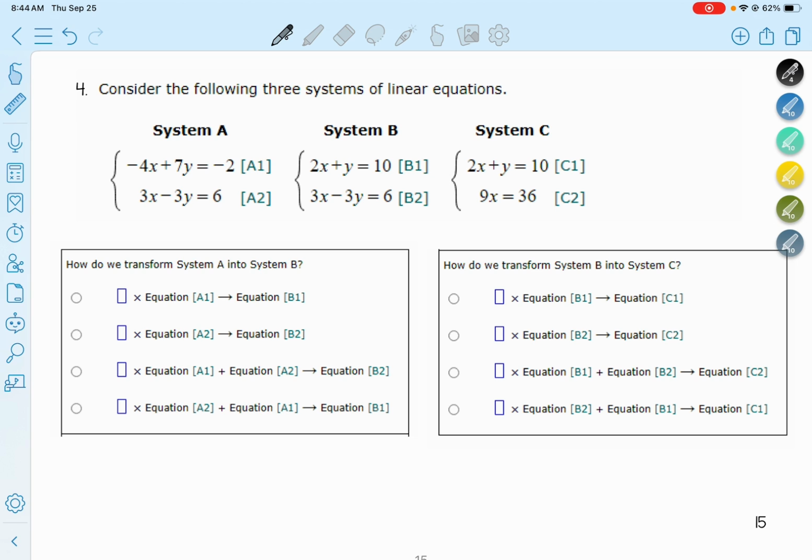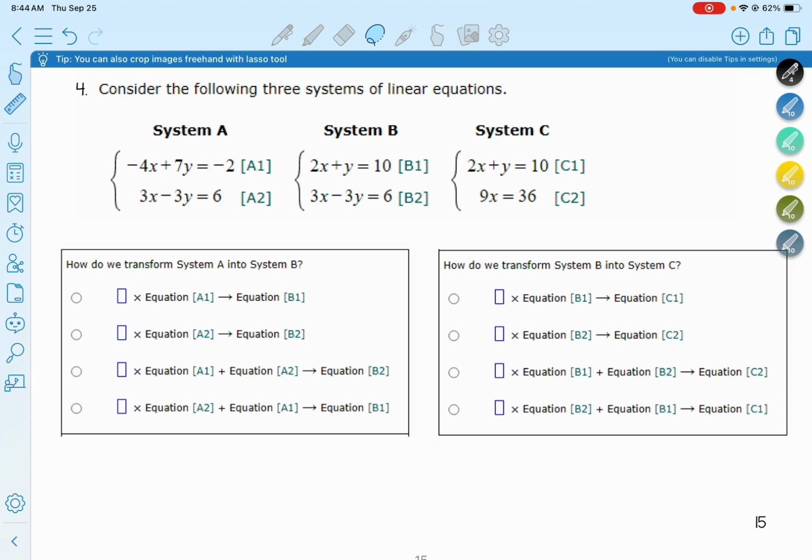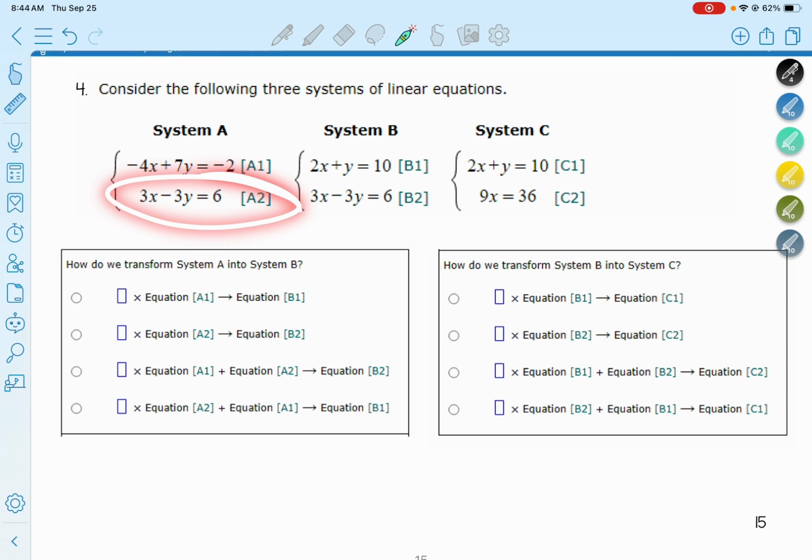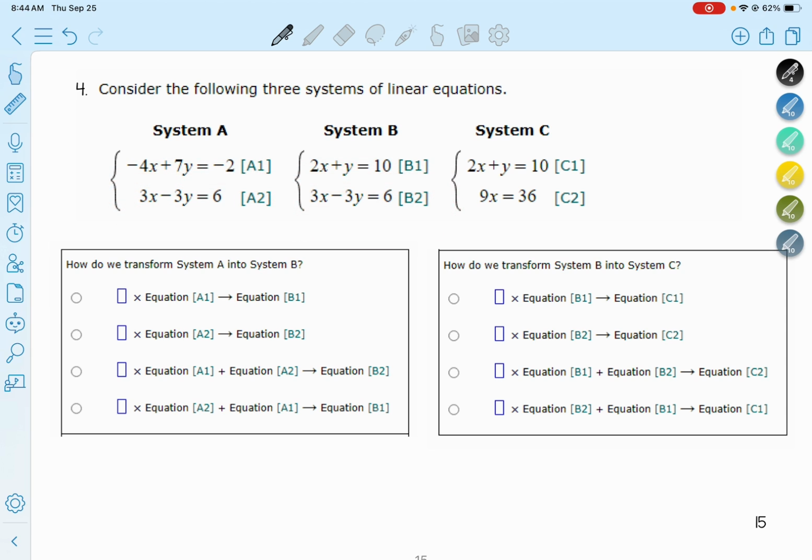All right, so if we're looking at this guy right here, we can see that A2 and B2 stay the exact same. So I'm going to go ahead and cross this off, because that means that it was A1 and B1 that changed.